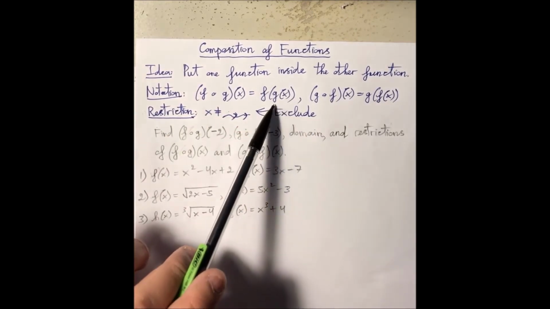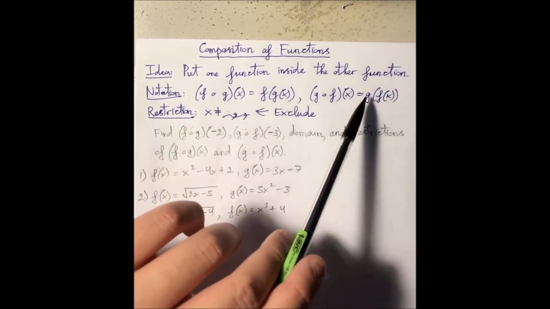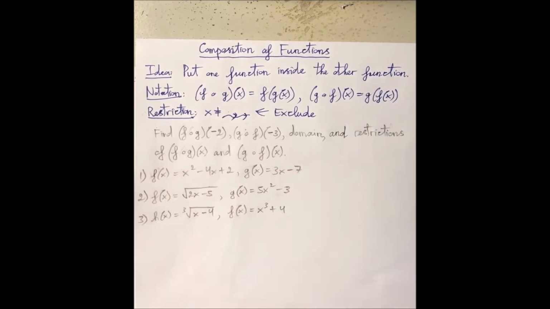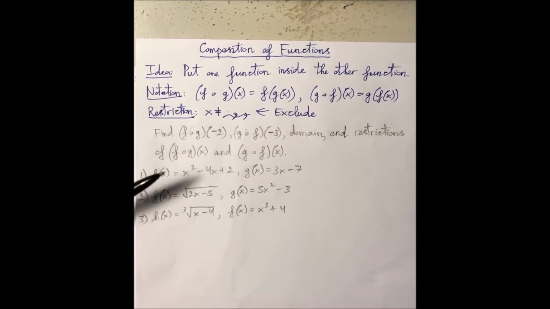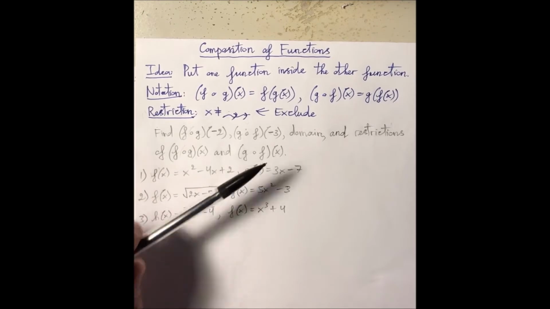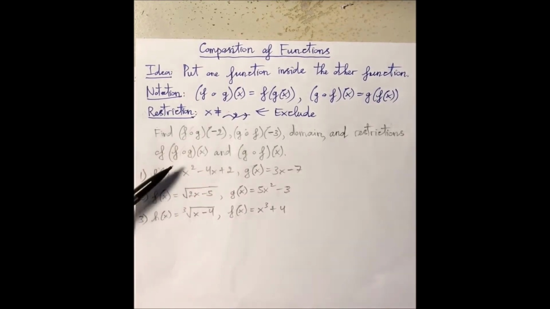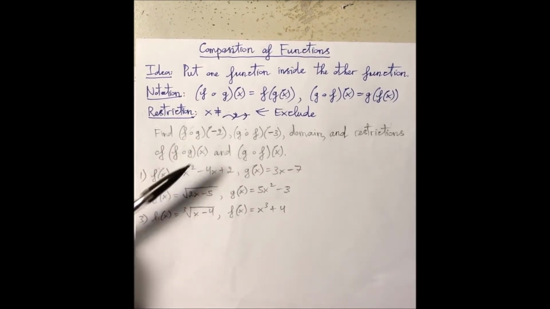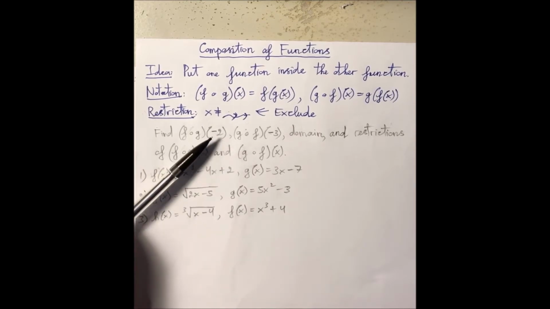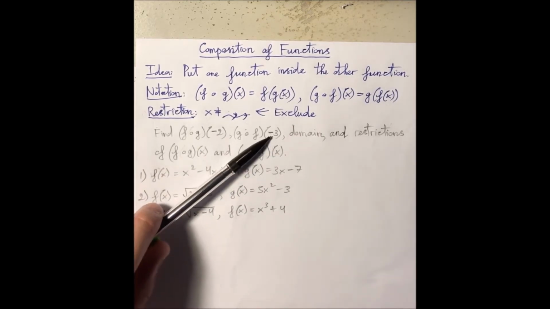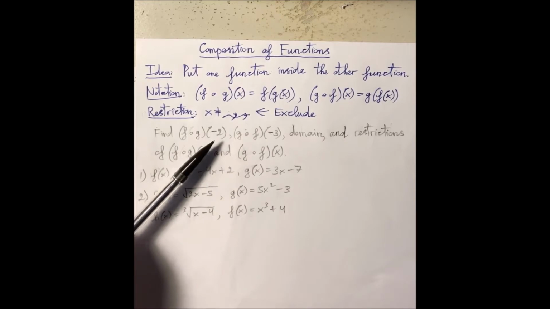So you take the function g and put it inside the function f, or take the function f and put it inside the function g. When you take one function and put it inside another, you replace all of the x of the outside function with the function that you're plugging in. In these three examples, we are supposed to find f composite g of x and g composite f of x, the domain and the restrictions of these two compositions, as well as evaluating these two compositions when x equals -2 and x equals -3.